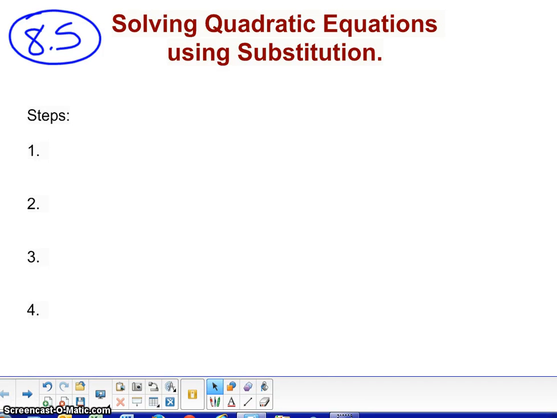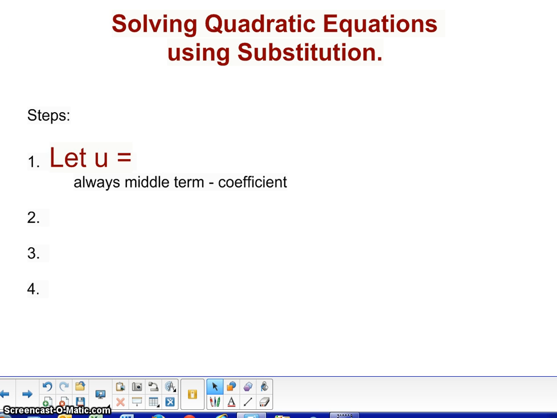Hi, this is Mrs. Slater, and we are going to work with quadratic equations by using substitution. So basically, you're going to see some weird equations that you can transfer back into quadratic equations and be able to solve them a lot quicker than with another method. So here we go. Let's start with the steps.